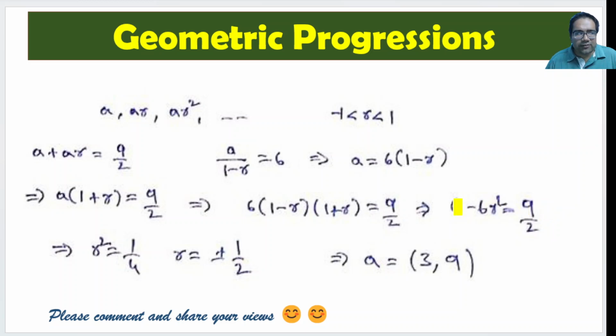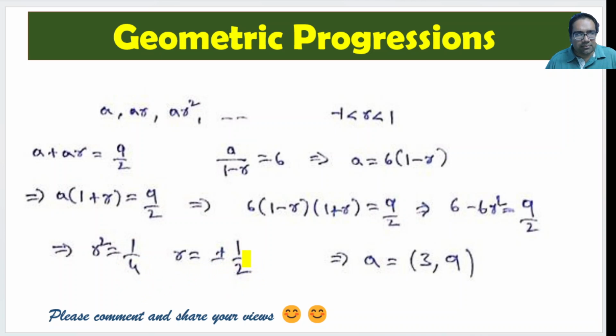What does that mean? If you simplify this, 6 minus 9 by 2, 6 minus 4.5 is 1.5. 1.5 is equaling 6 r square. That means r square equals 1 by 4. That means r is plus or minus half. Right. r square is 1 by 4, r equals plus or minus half.